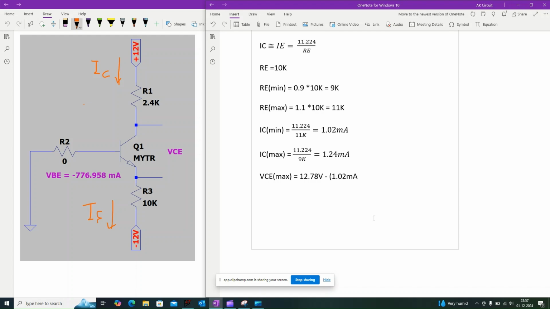So VCE max is equal to 12.78 volt minus 1.02 milliamps into 2.16 kilo ohm, which is equal to 10.58 volt. So VCE minimum is equal to 12.78 volt minus 1.24 milliamps into 2.64 kilo ohm, which is equal to 9.51 volt.